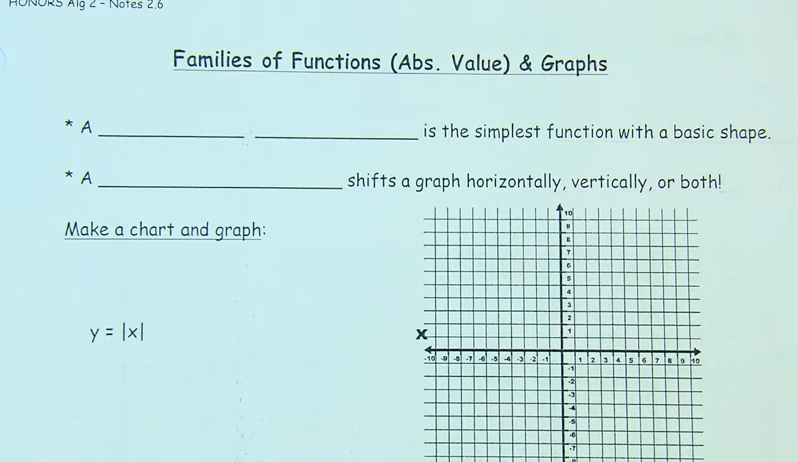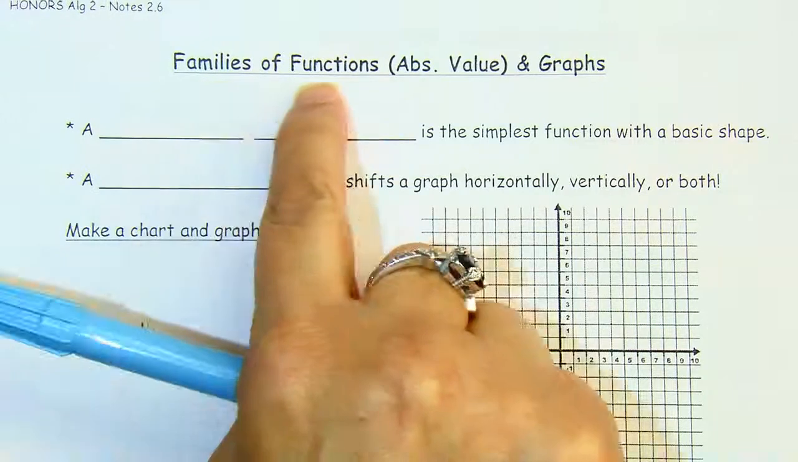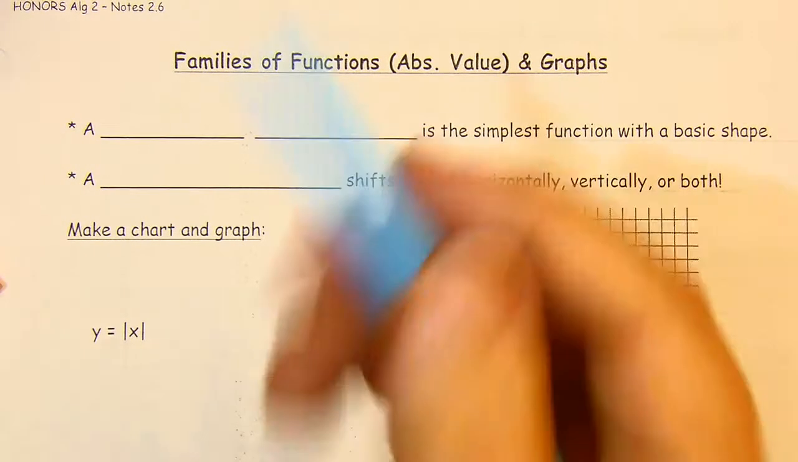All right, Chapter 2, Section 6, Families of Functions, Absolute Value, and Graphs. So in this section, we're going to talk about a parent function, and then we're going to talk about a transformation, which means the graph is moving around on the coordinate plane. Up, down, left, right. It could flip upside down. And so let's get started.